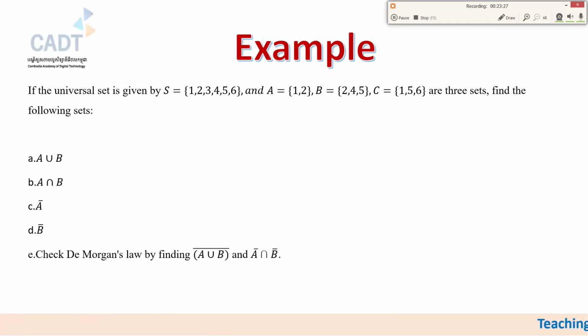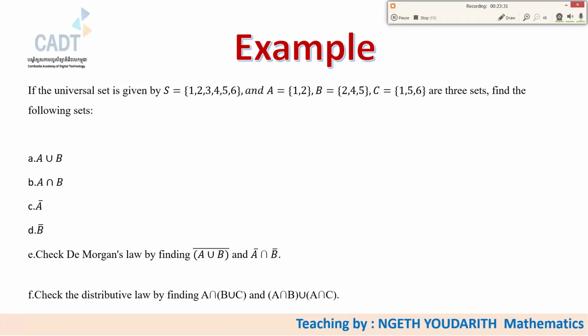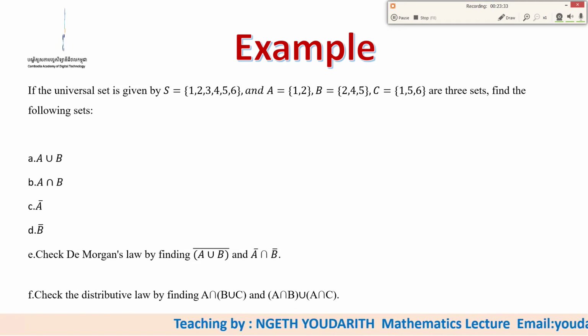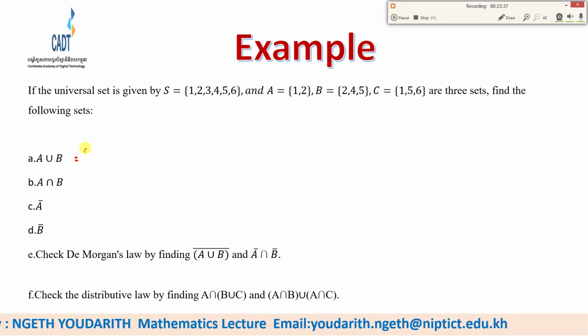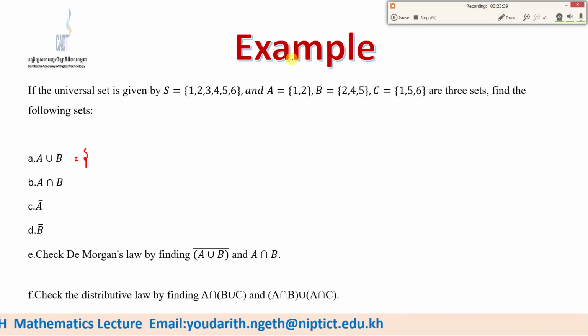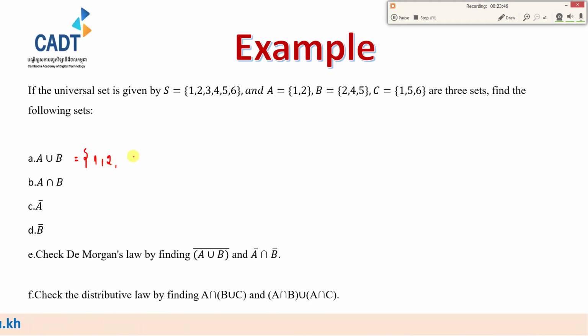Does it equal or not? This is De Morgan. And check for the distributive law. So this is A union B. A is 1, 2, and B is 2, 4, 5. So A union B is 1, 2, 4, and 5.